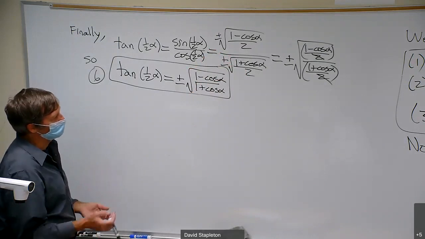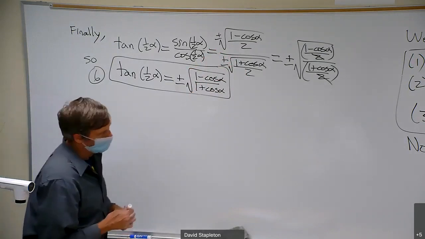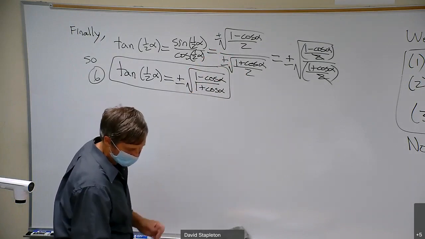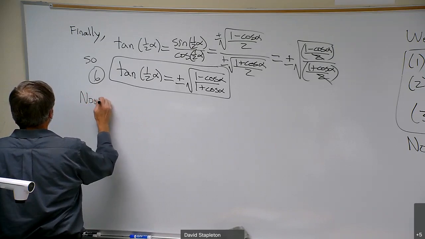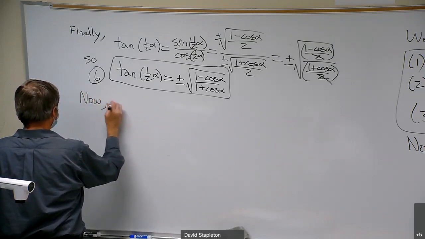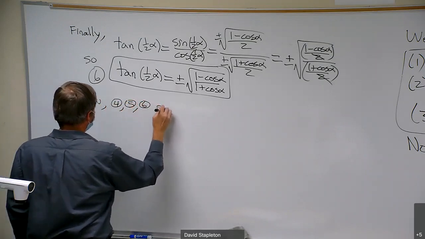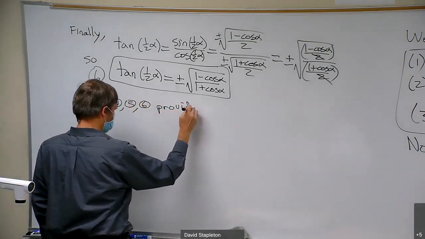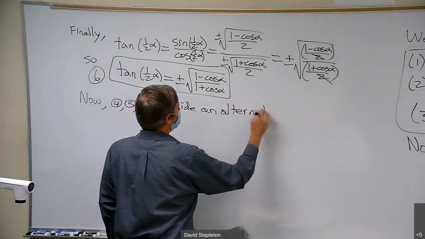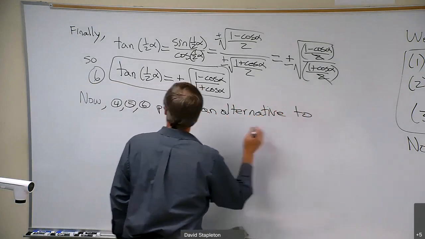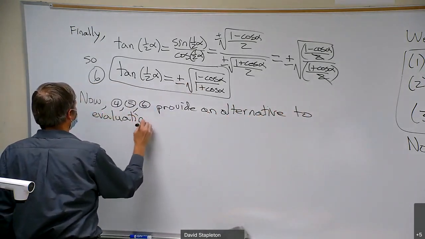The last 3, again, we'll do by reciprocals. We won't memorize 3 extra ones for those. And now we're ready to start all sorts of homework problems here. Here's the first thing. Formulas 4, 5, and 6 provide an alternative to what we did before, to evaluating any trig function of a multiple of 15 degrees.